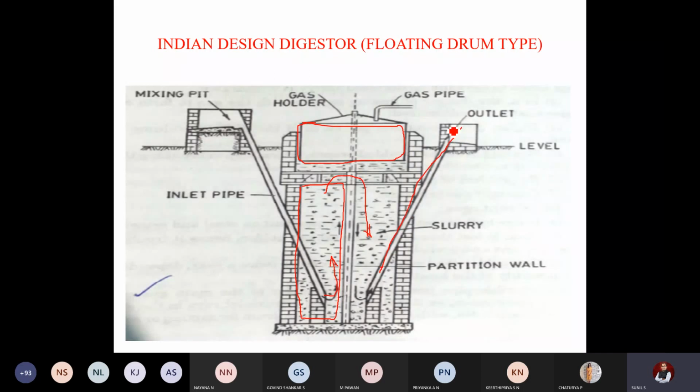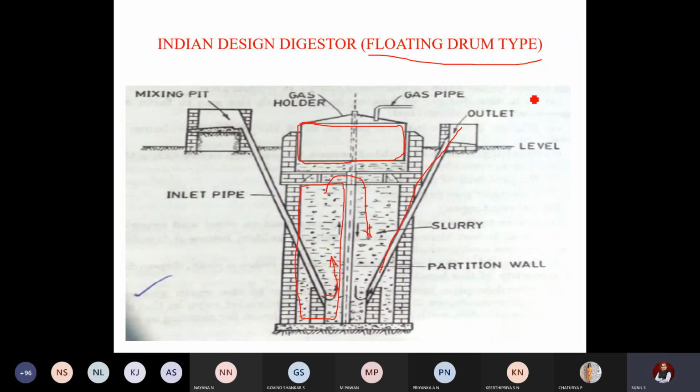Again, this digested slurry is also not a waste product. It can be used as a source of manure for plants. At the end of the process, the gas will be collected. It is also called floating drum type because the gas is collected in the drum, which always keeps floating. The gas pipeline will be there from which we can take and use the gas for various purposes like water heating and cooking. This gas can be directly used in the LPG stove. We can connect to it and use it as a source.